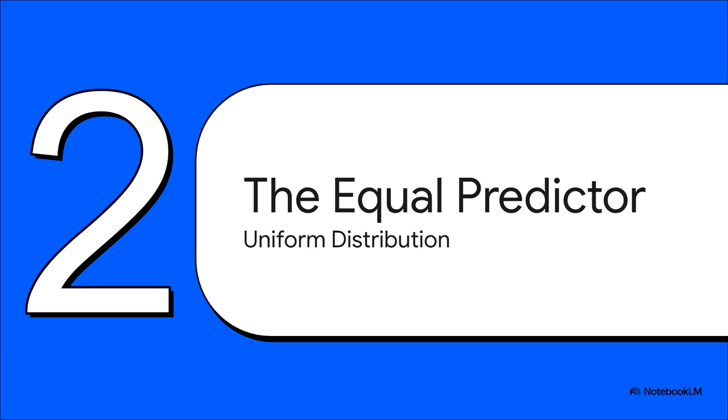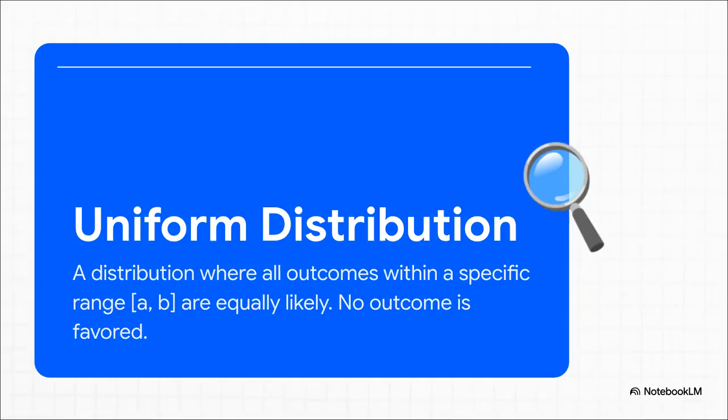This is the most simple, the most straightforward predictor you can find for continuous events. It's called the uniform distribution, and its whole deal is fairness. The uniform distribution is built on a super simple idea. Inside a specific range, every single outcome is just as likely as any other. No favorites, no biases. It is the very definition of a level playing field in statistics.